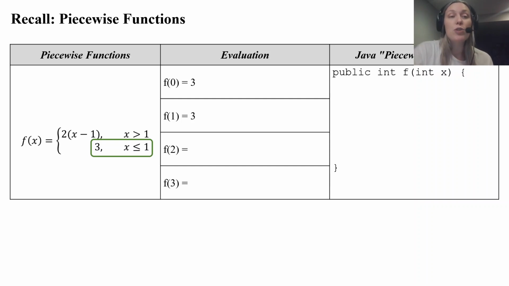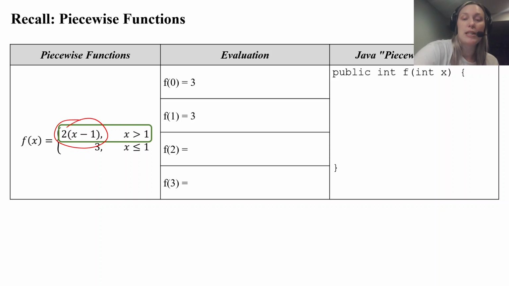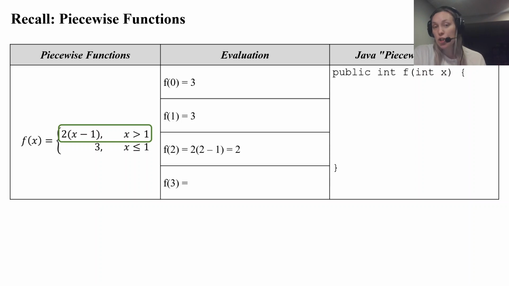Once we reach f of 2, 2 as my x value is greater than 1. So I use the top piece of my piecewise because 2 is greater than 1. I substitute 2 into this equation for x, and I get 2 times 2 minus 1, which evaluates to 2, because 2 minus 1 is 1, 2 times 1 is 2. Same thing with 3. 3 is bigger than 1, so I use the top piece. 2 times 3 minus 1 evaluates to 4. So that's a recap of piecewise functions, real quick.